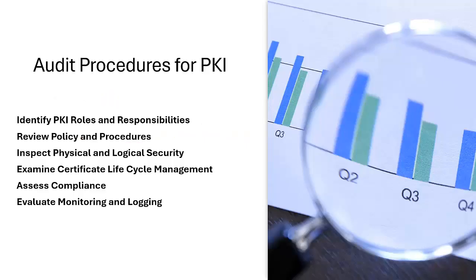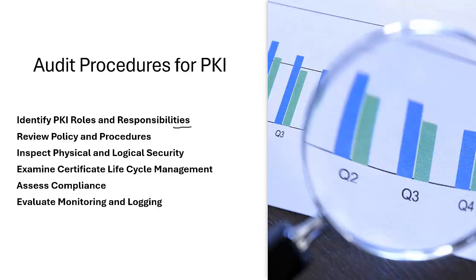So now we have an audit procedure for PKI. I skipped the PKI because I already covered the PKI in my previous video. Please check that, it's in the description box. So in order to audit the PKI, first we need to identify the PKI roles and responsibilities. You need to determine who creates, approves and manages the certificates. You need to verify the separation of duties between the critical certificate administrator and system operator. That is a process we have to follow.